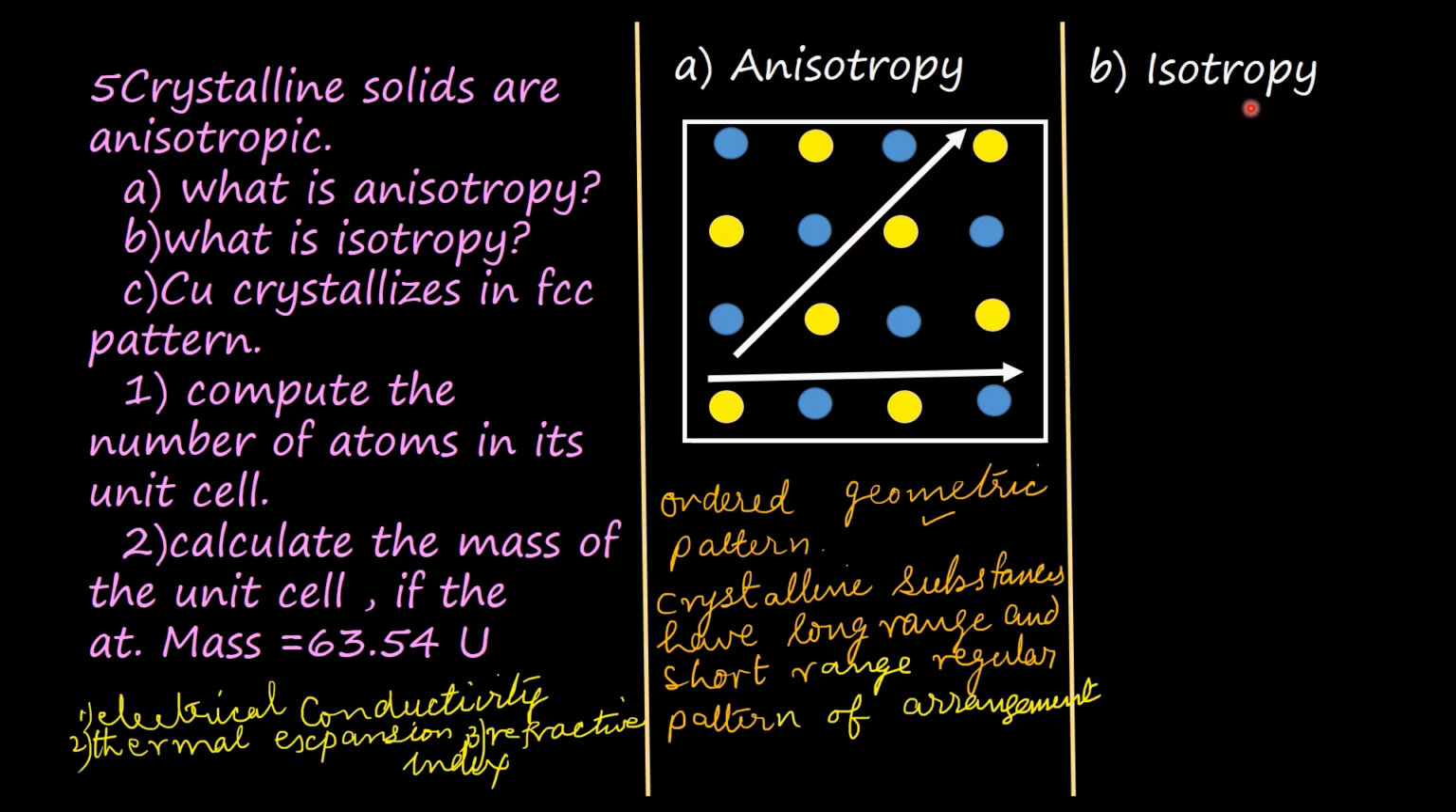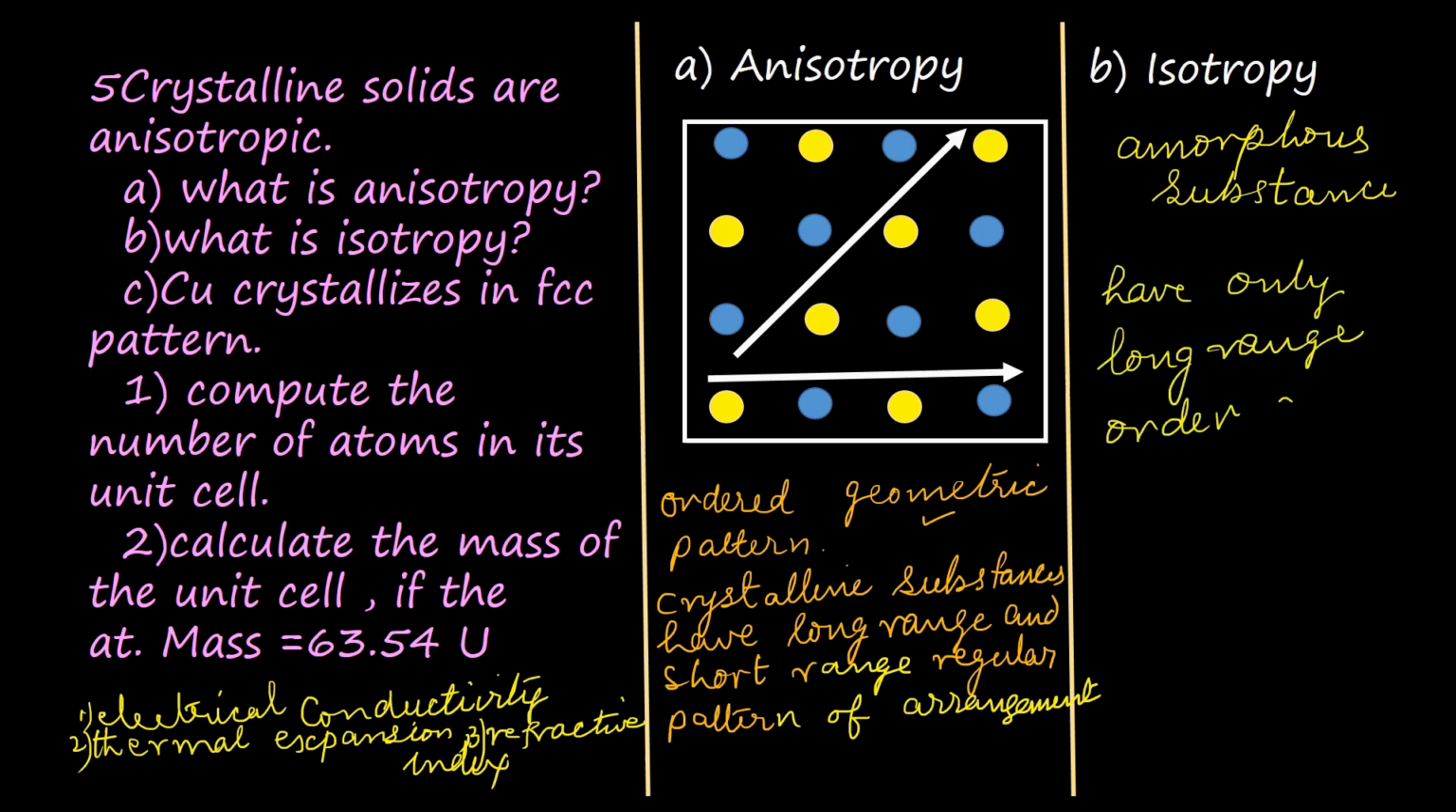Isotropy is a property exhibited by amorphous substances. Amorphous substances have only short range order of arrangement of particles. That is, it is not as ordered as in the case of crystalline substances. So, in whichever direction the properties are measured, it shows the same value. This property is called isotropy and such substances are called isotropic substances.